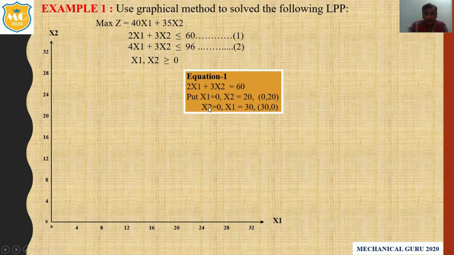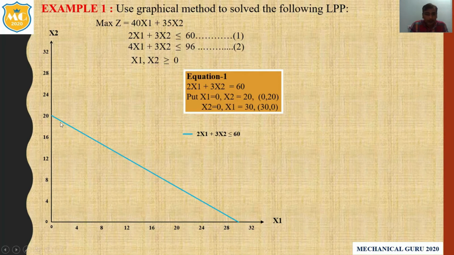Same equation, put x2 is equal to 0. So x1 is equal to 30. So the coordinate is 30, 0. Clear? Now put these coordinates in the graph. So x1 0 and x2 20, this is the first point. Second, 30 and 0.